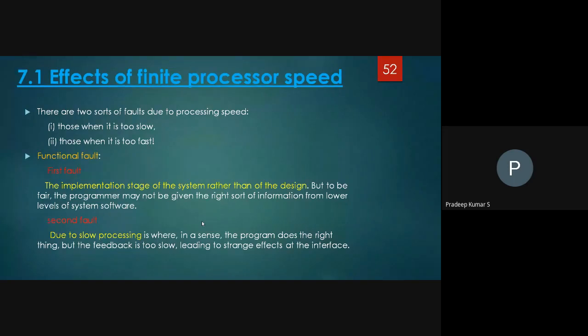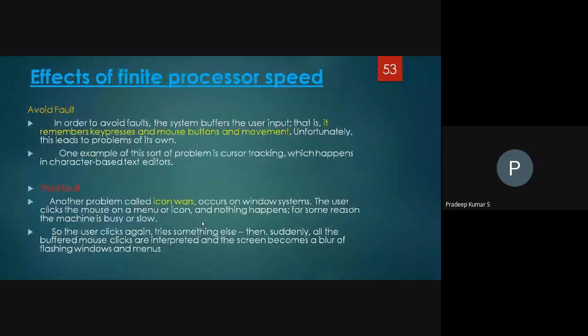Due to the slow processing taking place, the response cannot be properly held. That is the second fault. In order to avoid this fault, I have to understand why the fault occurs. At a single time, we can receive numerous inputs, so all the inputs can be stored in the buffer.